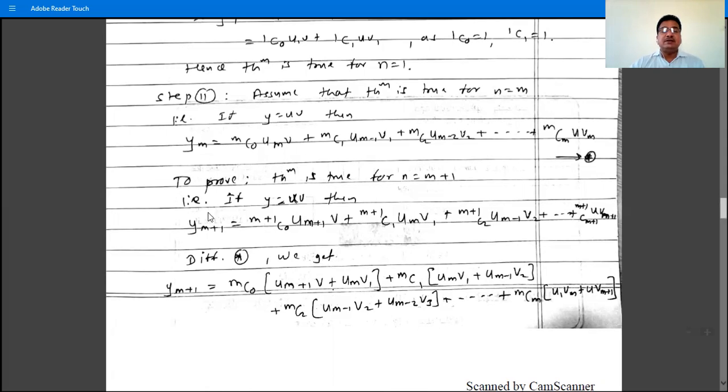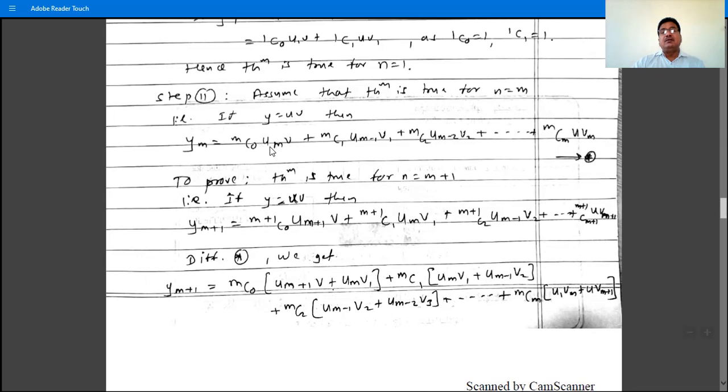In order to write the next order derivative, what is the derivative of y_m? It is y_(m+1), and mC0 is a constant quantity. For u v_m, we have to take the derivative of this quantity by using the u into v rule. First, u_(m+1) means the derivative of u_m into v as it is, plus u_m as it is, times the derivative of v, which is v1. So in the u into v rule, keep one function constant and take the derivative of the other function: u_(m+1) v plus u_m as it is, derivative of v is v1.